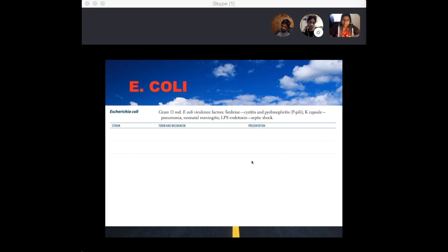Klebsiella, Serratia, and Enterobacter. So, moving on, E. coli is encapsulated, and it does have a characteristic called the K capsule or K antigen, which presents on the capsule, and it's important for serotyping, which I'll mention why that comes into play in a little bit.